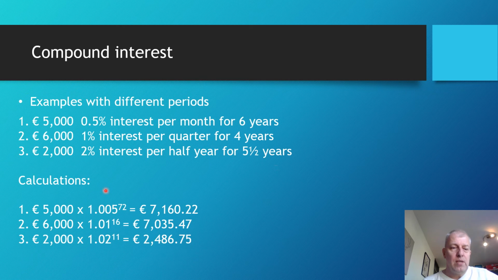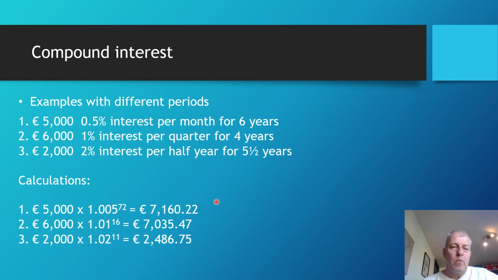So the first one, 5,000 euros times 1.005. This goes wrong quite a lot actually, because 0.5% means 0.5 divided by 100, which is 0.005. Add the 1, so 1.005. Yes, punch it in your calculator: 0.5 divided by 100 plus 1. The duration is 6 years, but the interest is per month, so the period is a month. There are 72 months within 6 years, so to the power 72, which gives us 7,160.